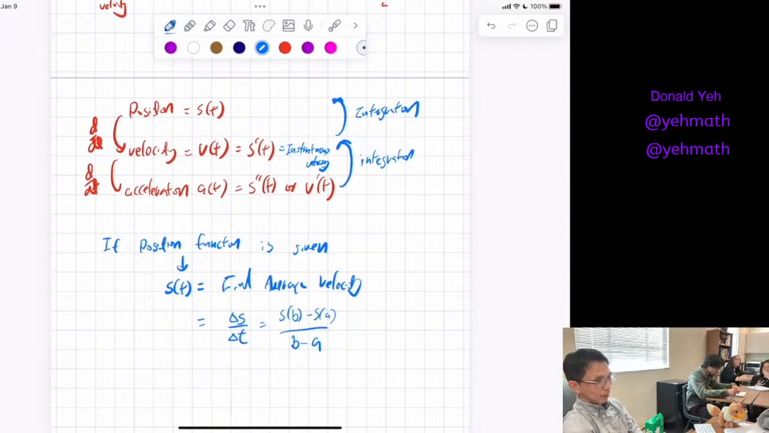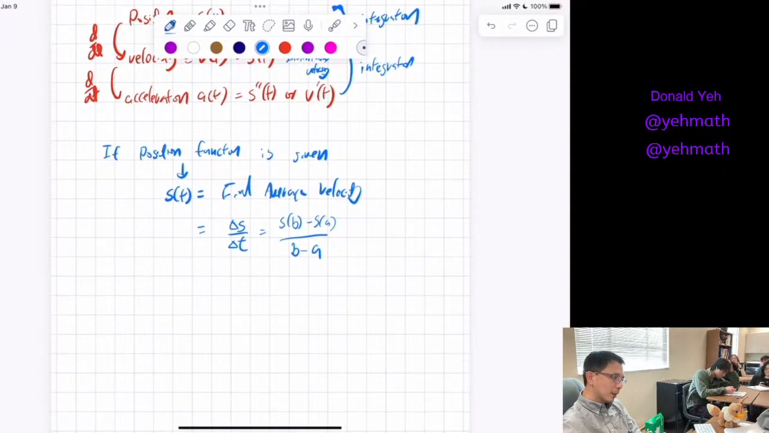What does it mean when it says S of t equals, find the average velocity? How do I find my average velocity? It's going to be S of B minus S of A over B minus A. What if velocity is given? What if I didn't give you positions? Velocity is given. What will be the average velocity?